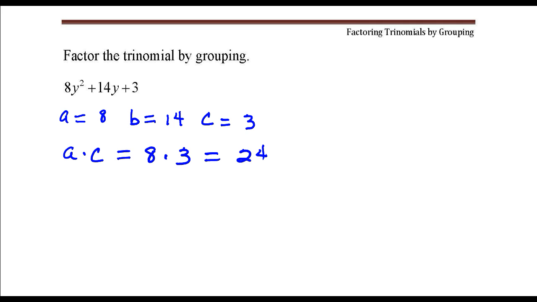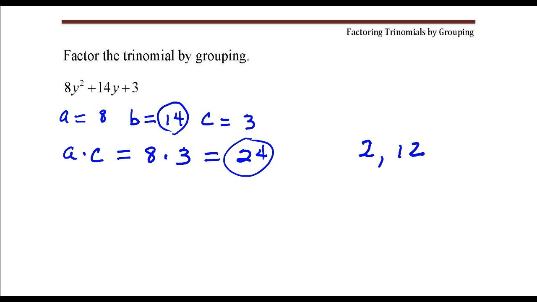Okay, so the next thing we need to do is find two numbers that, when multiplied together, give us 24, but when we add those two numbers together, give us 14. Those two numbers we're going to use are 2 and 12. If you think about it, 2 times 12 is 24. 2 plus 12, that's 14.